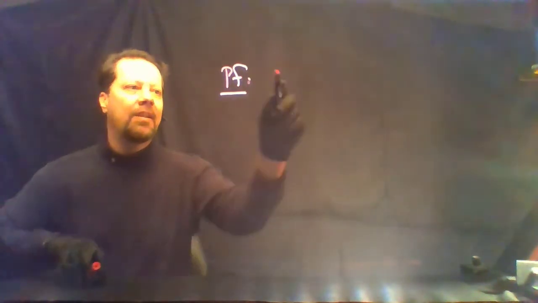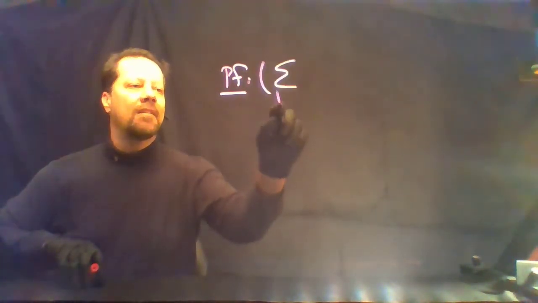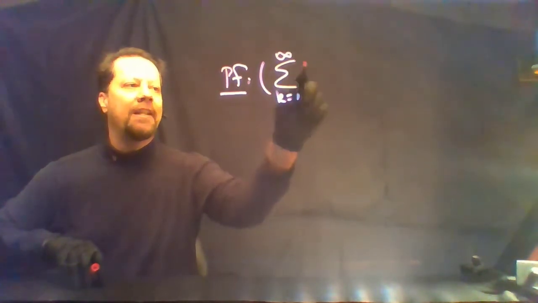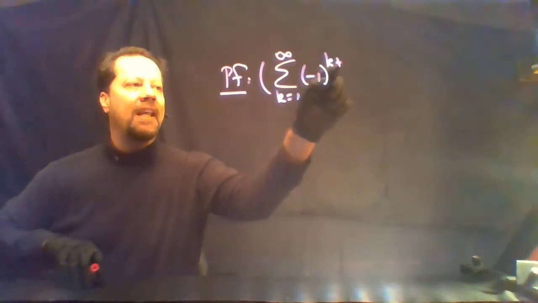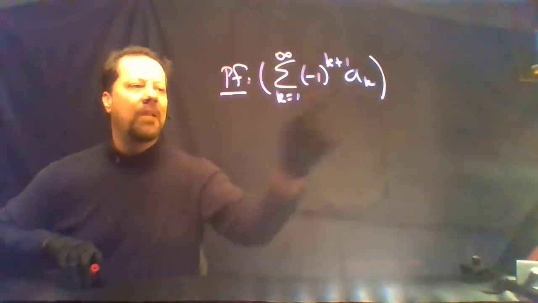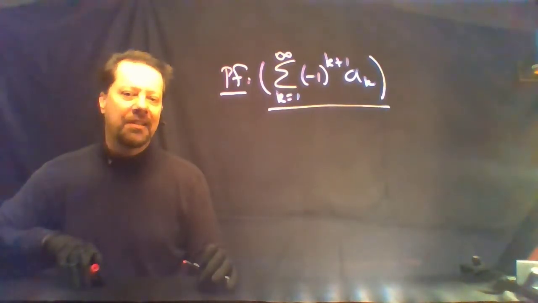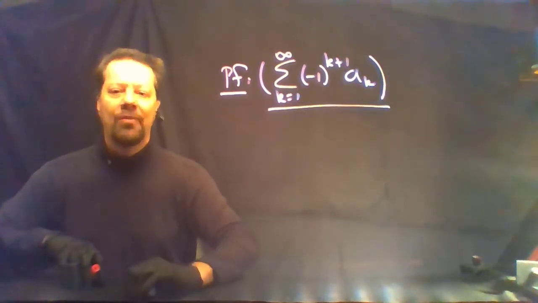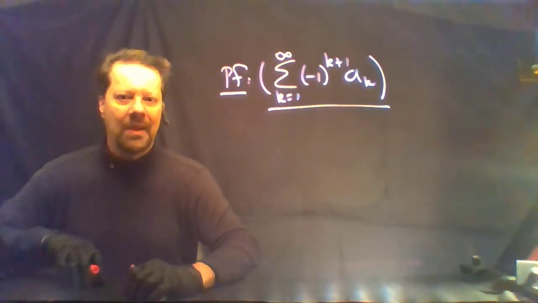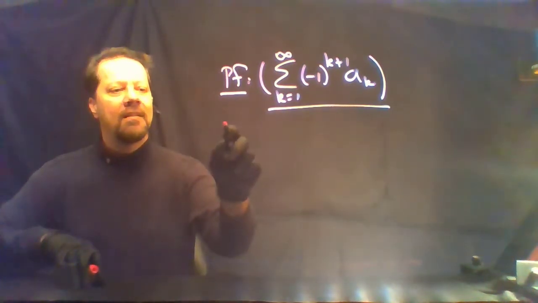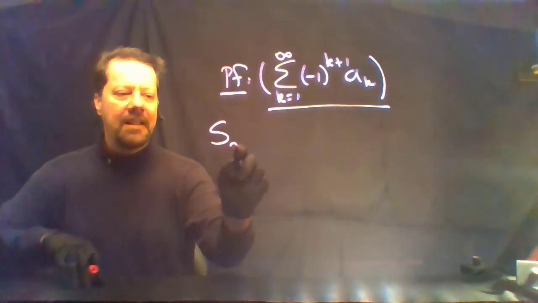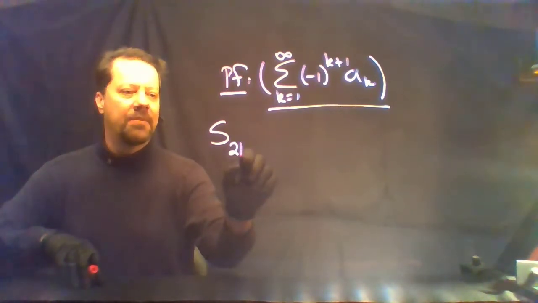And in particular, we're going to begin by looking at the sum as k goes from 1 to infinity of (-1)^(k+1) a_k. We'll apply the proof to this particular case. That way we'll start off with a positive term when k equals 1. Let's look at the even partial sums.